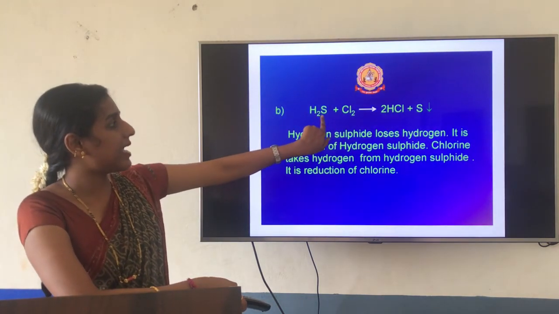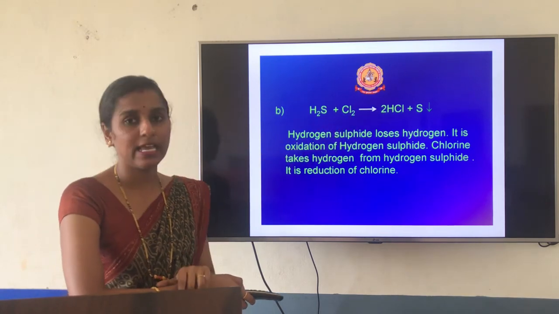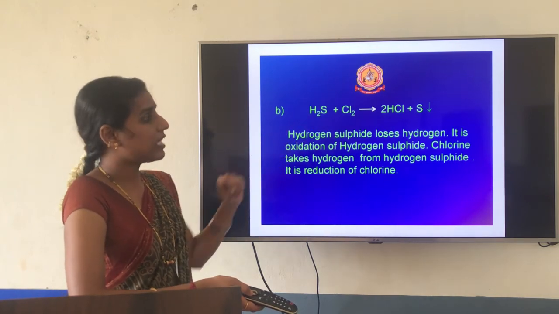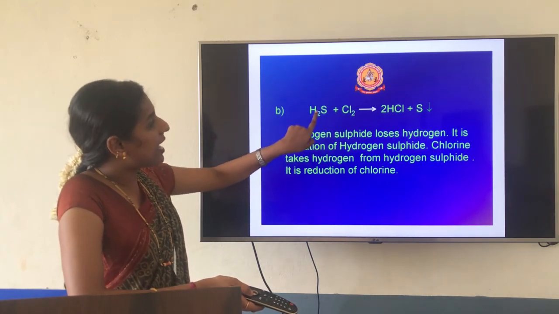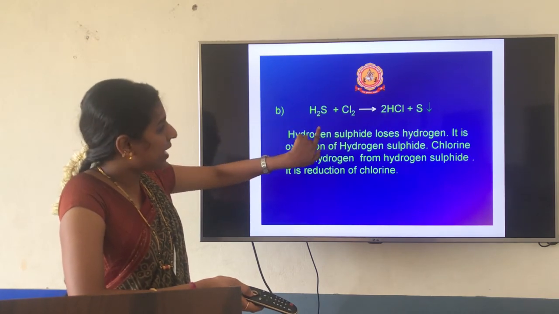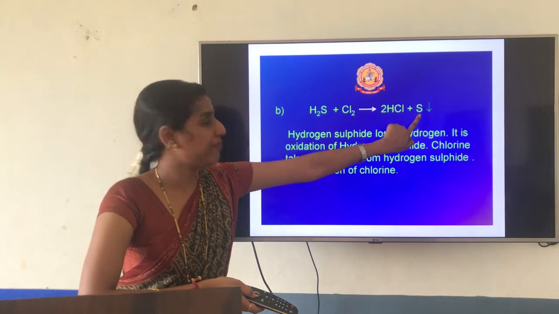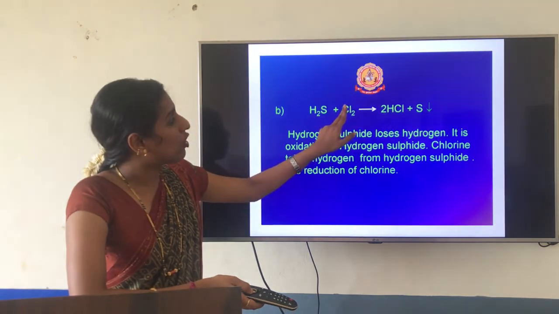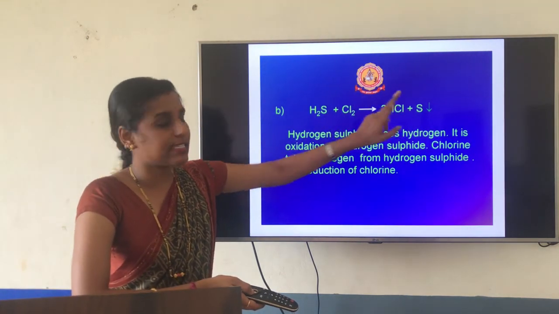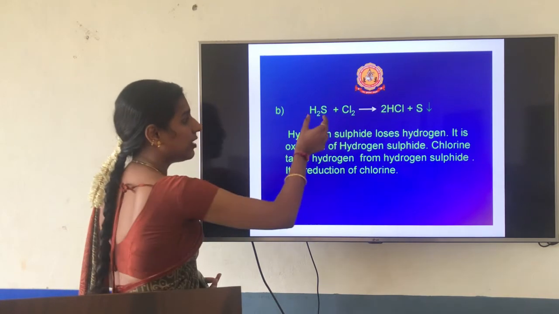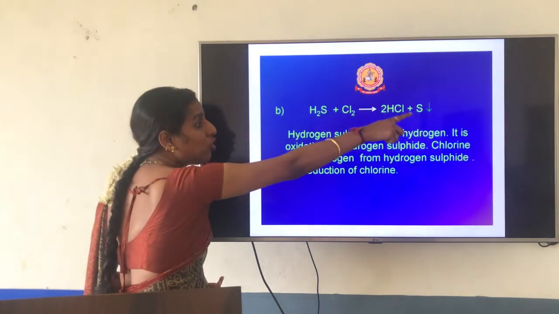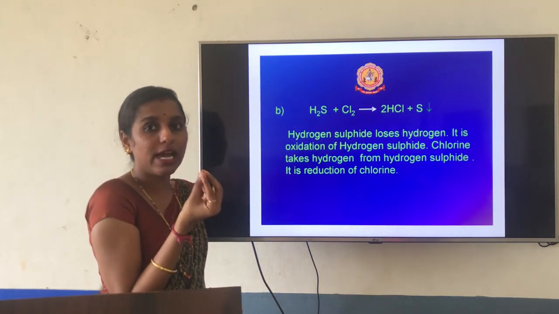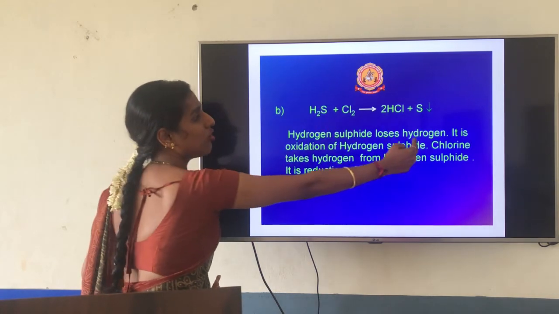One more example: H2S plus Cl2 to give HCl and S, sulfur. In this reaction, again, oxygen is not there, but you can go with the hydrogen concept. As I said, draw the arrow mark. Hydrogen sulfide will react and convert into sulfur. Your chlorine molecule will turn into hydrochloric acid, HCl. So what has happened over here? Hydrogen was there, but when you go to the product, only sulfur is there, hydrogen has been removed. Removal of hydrogen is nothing but oxidation. So here it has undergone oxidation.